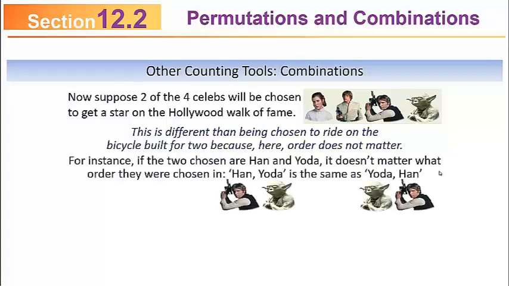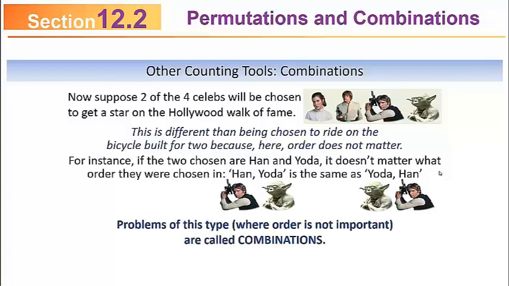It's an important distinction. So for instance, if the two chosen were Han and Yoda, it doesn't matter if I do Han Yoda or Yoda Han. In the example on the bicycle built for two, it did matter. It decided which one was on the front of the bike. But for the stars, it doesn't matter. Problems like that, where the order doesn't matter, have a special name. It's called a combination. Those type problems are combination problems.